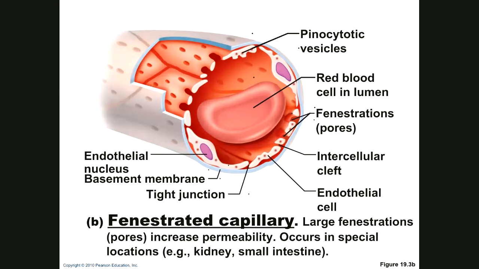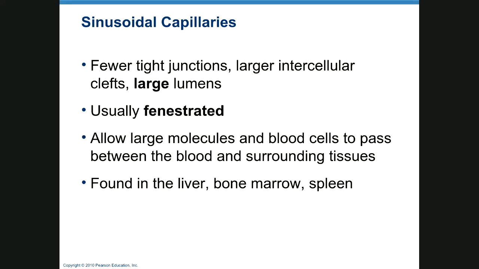Here are our little fenestrations. See, they're very small here. It's not showing on my marker. Fenestrations right here. Holes, holes. Okay. And sinusoidal capillaries have very large lumens, large fenestrations, and a lot of molecules, and even blood cells can pass back and forth between the blood and the surrounding tissues. Common in the liver, bone marrow, and spleen.